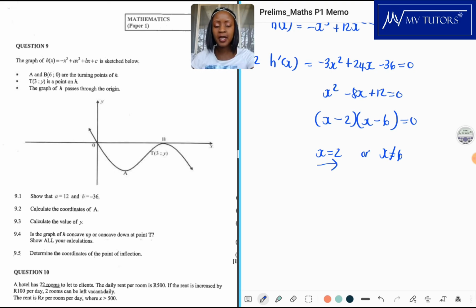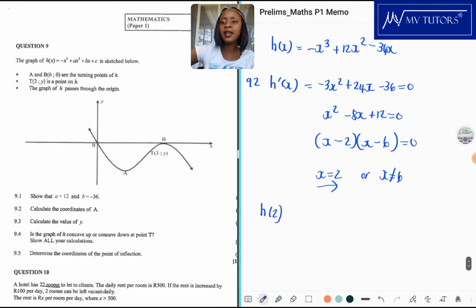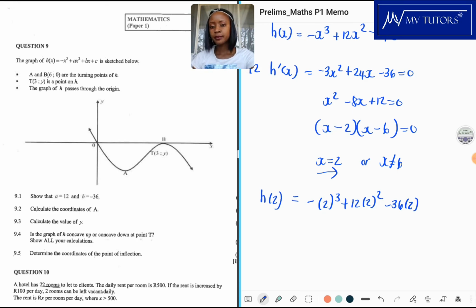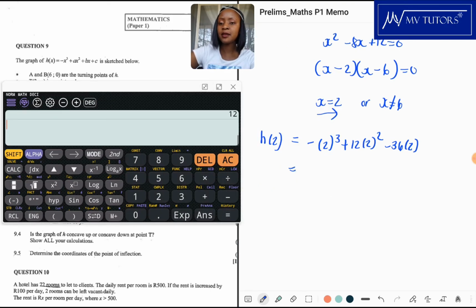But they want the coordinates of a, not just the x value of a. So we're going to take this 2 and substitute it in the original equation. So it's equal to negative 2 cubed plus 12 times 2 squared minus 36 times 2. And then we can put all of that in the calculator. So we have negative 8, plus 12 times 4, minus 36 times 2. So we get it to be negative 32.